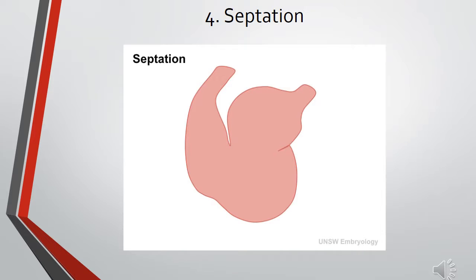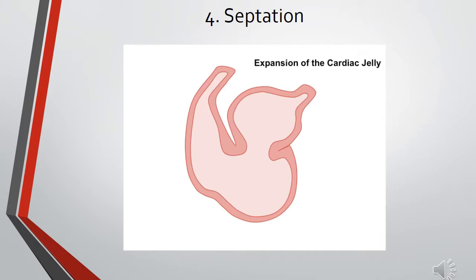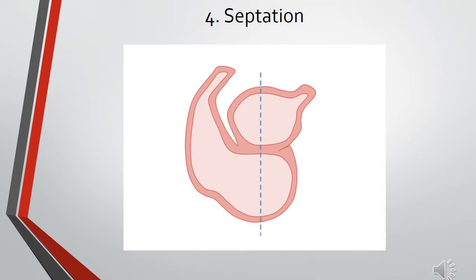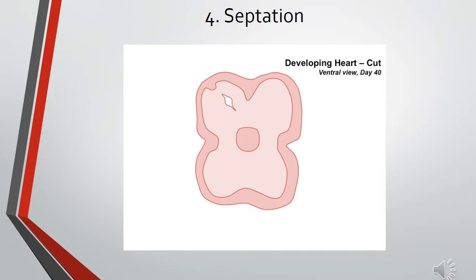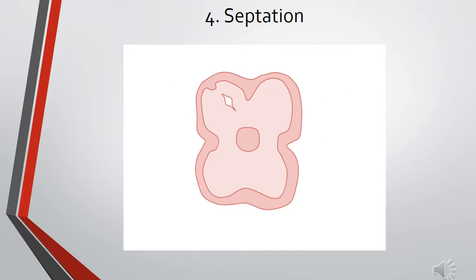Next up, we have septation. We have divisions of the atrioventricular canal. So two endocardial cushions form on the dorsal and ventral sides of the AV canal, referred to as the superior and inferior cushions. The cardiac jelly in this region expands while mesenchymal cells from the endocardium invade the cushions, allowing them to grow and fuse.